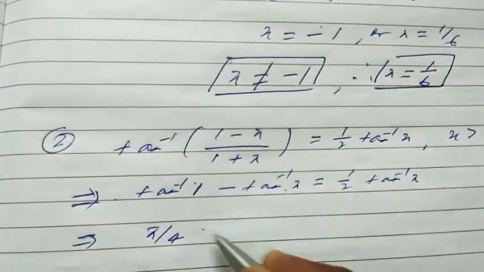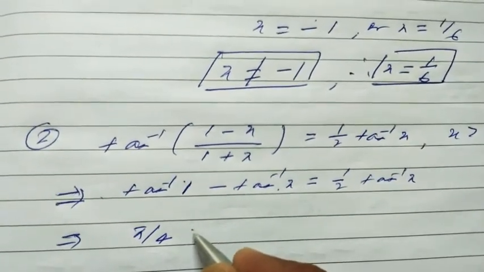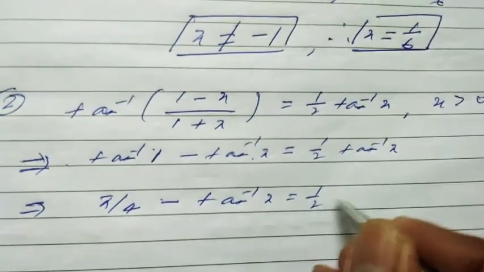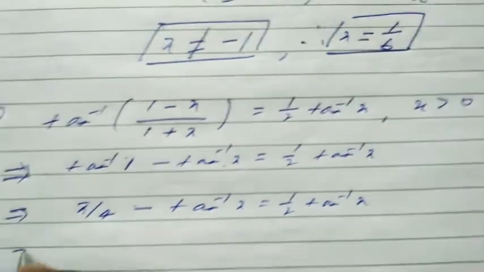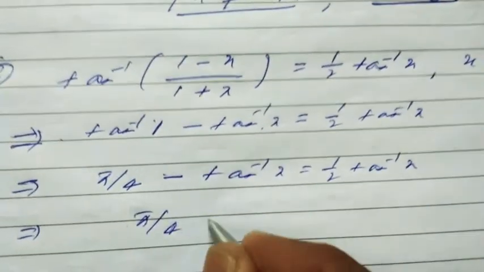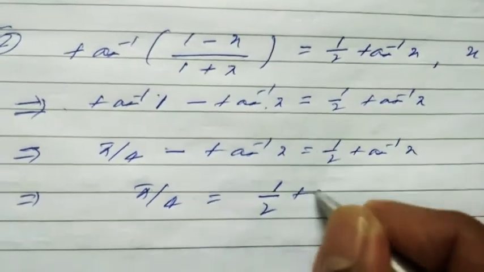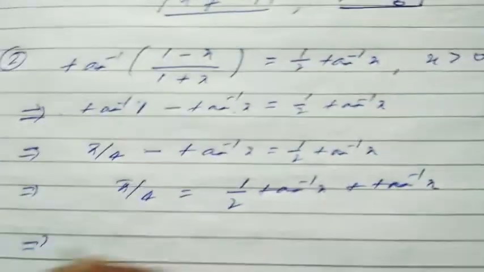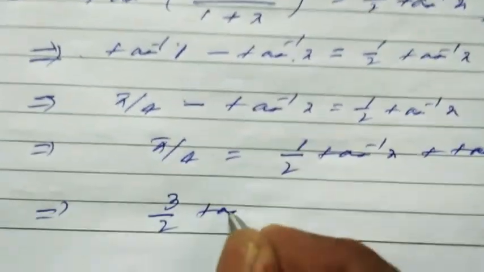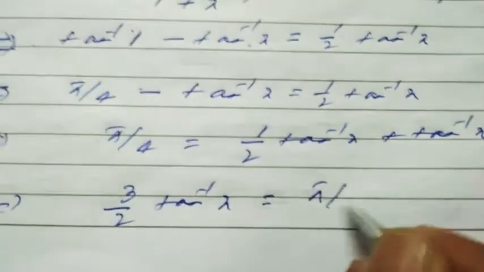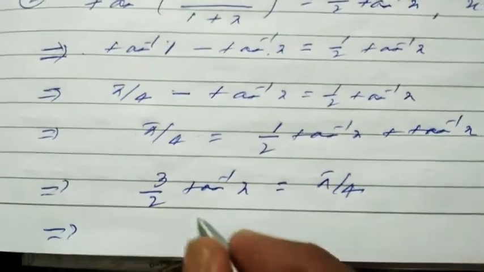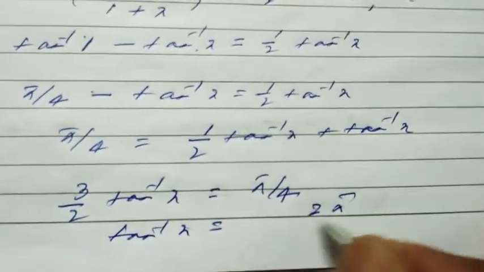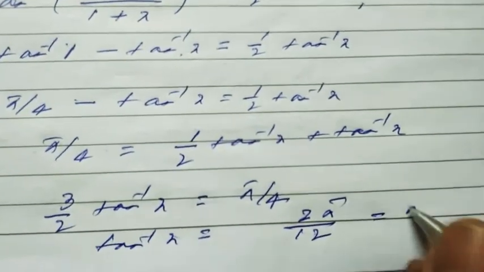So we have used the result for tan inverse x plus tan inverse y and tan inverse x minus tan inverse y. Further, it will be pi by 4 minus tan inverse x is equal to half of tan inverse x, so pi by 4 is equal to half of tan inverse x plus tan inverse x, and that will be 3 by 2 tan inverse of x is equal to pi by 4. It will be tan inverse of x is equal to 2 pi by 12, and that will be pi by 6.